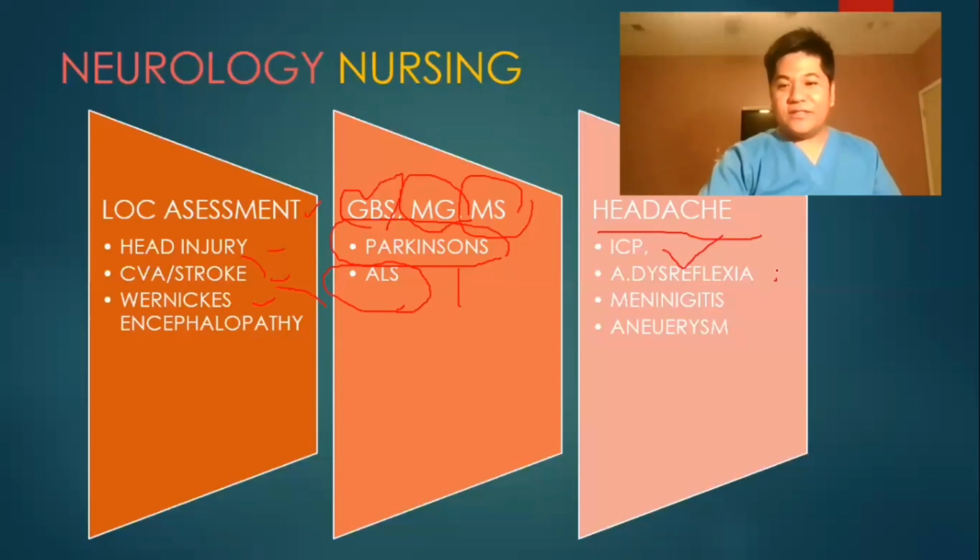Next is autonomic dysreflexia, also their favorite, after spinal cord injury. What do we need to do? What is the best position? And what is autonomic dysreflexia?